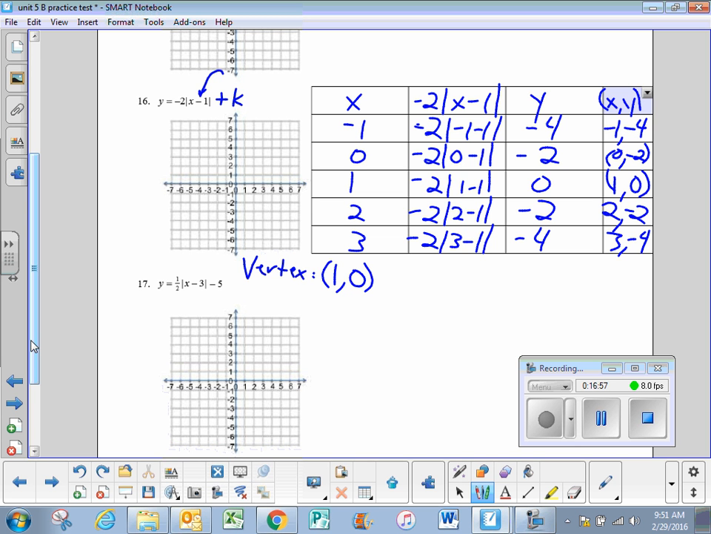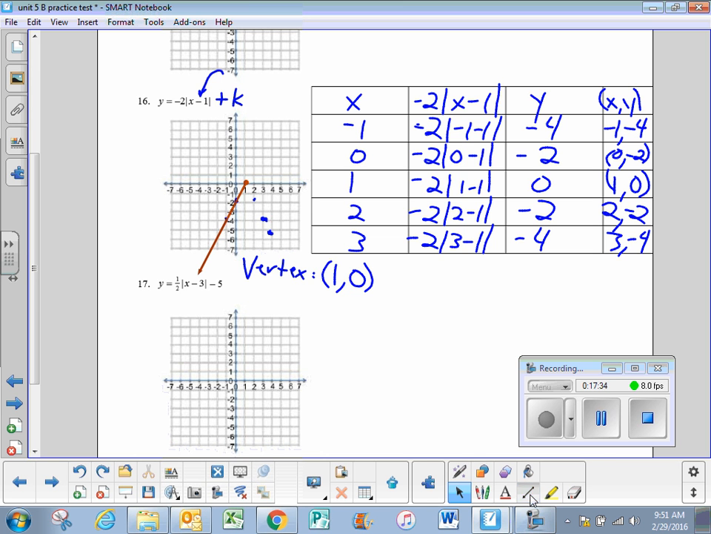Three. Yep. So then we go ahead and graph those points as usual, and we get 1, 0, -1, -4. This one's going to be upside down because of that -2. We have 0, -2. We have 2, -2. And I can just tell by this that it's going to be 3, -4 without even looking at my table. Oh, yeah. Now I can go ahead and graph this. And it looks a little something like that.